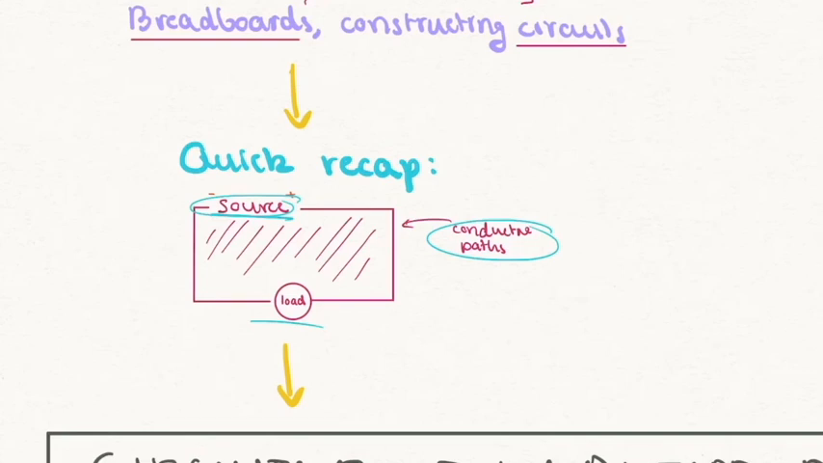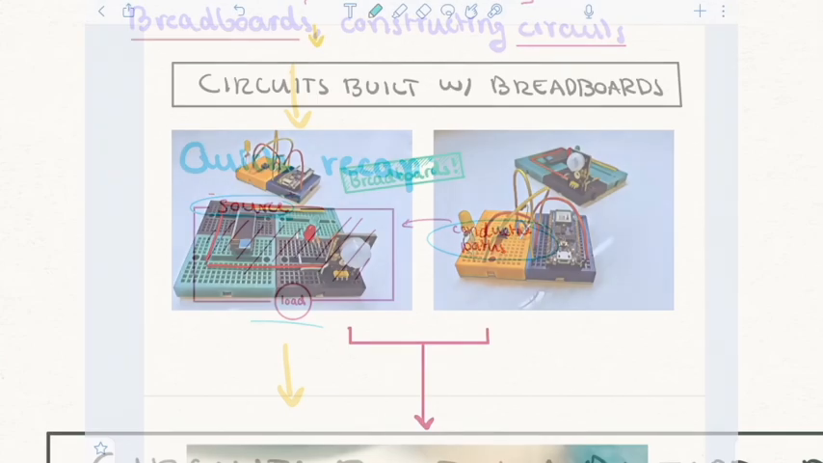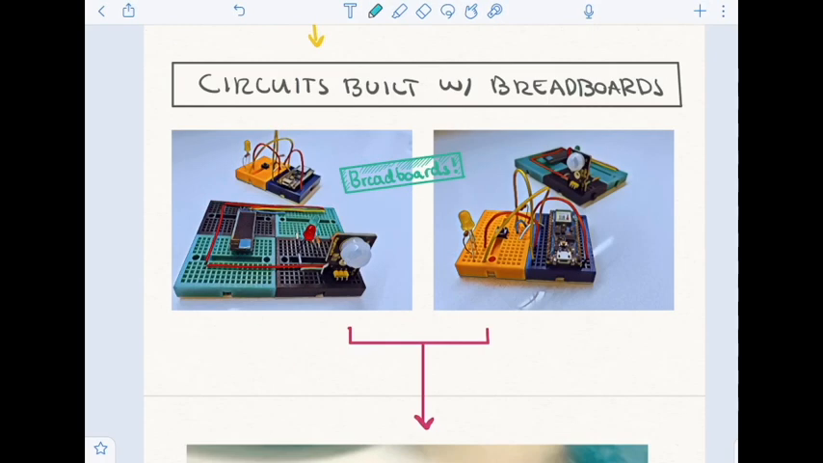But that may have left you with some questions, like what do I do now? How do I actually assemble a circuit? And what does a circuit even look like? Now, the short answer to all these questions is that circuits are built on breadboards. Well, at least they are when you're just starting out.